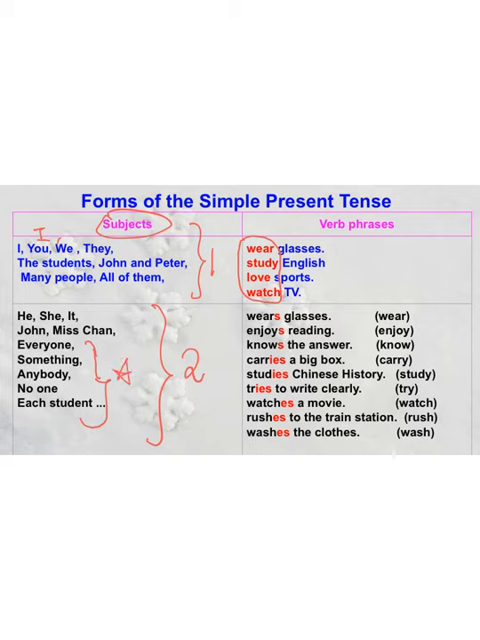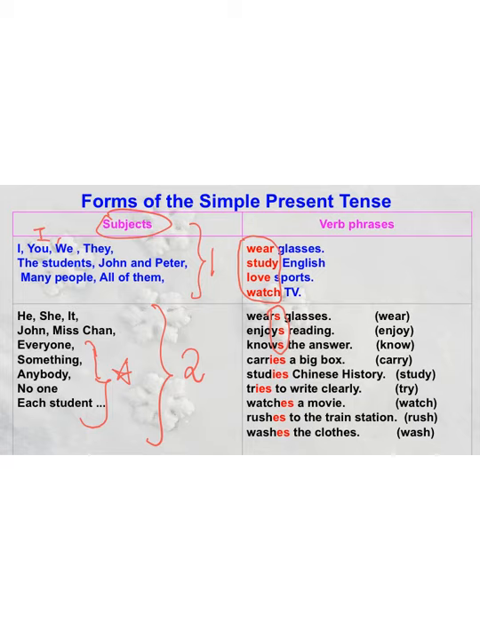In most situations, we need to add s or es to the verb. For example, he likes English. Everyone is quiet. She drinks water every day. However, there are some situations when we do not add s.